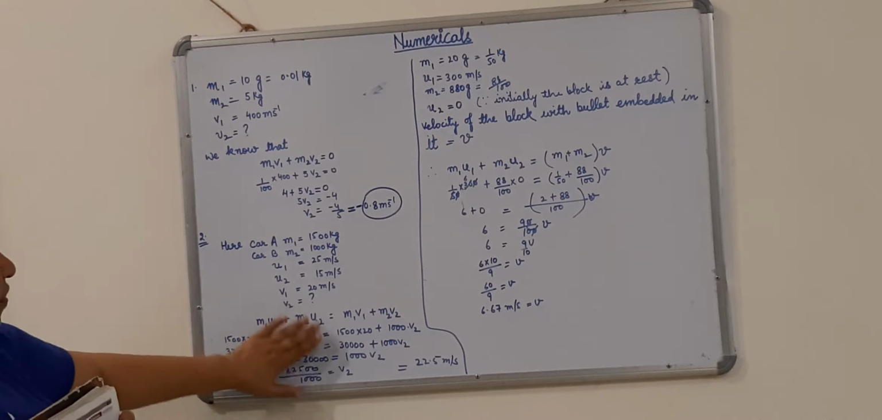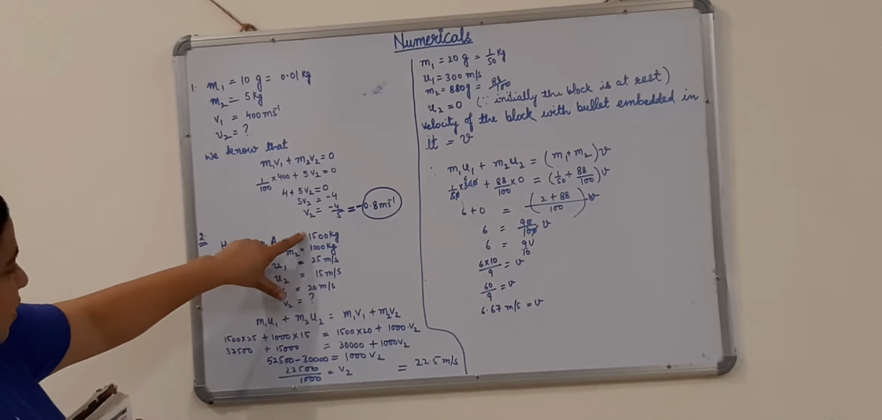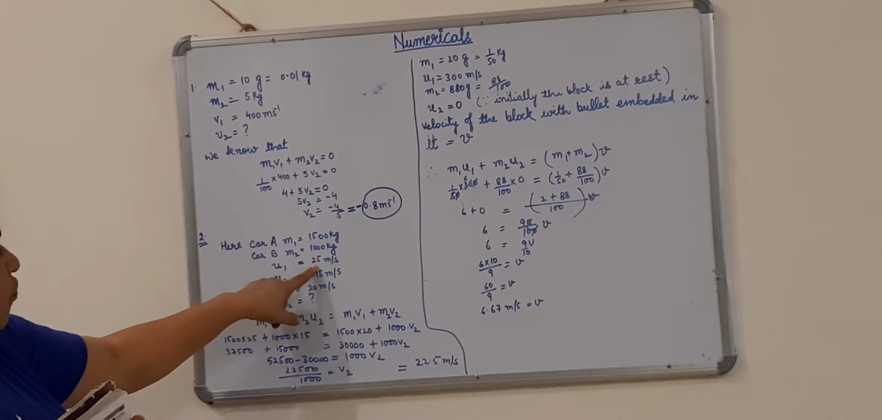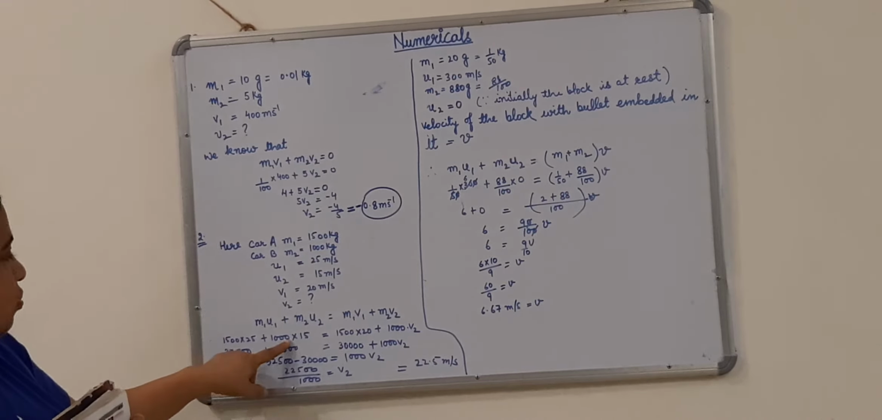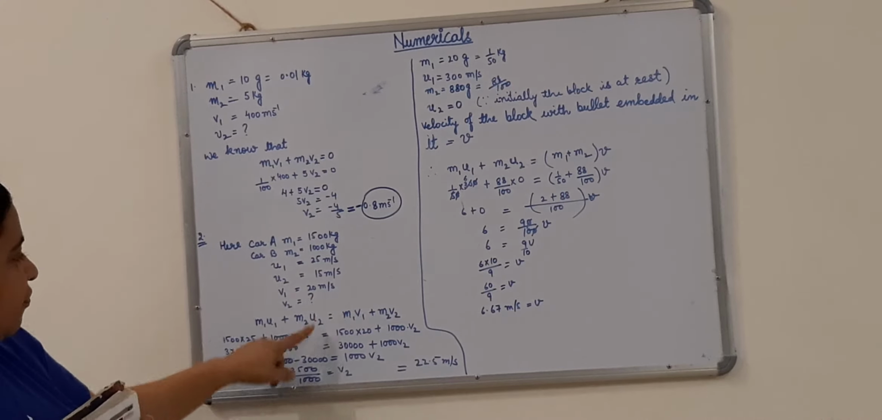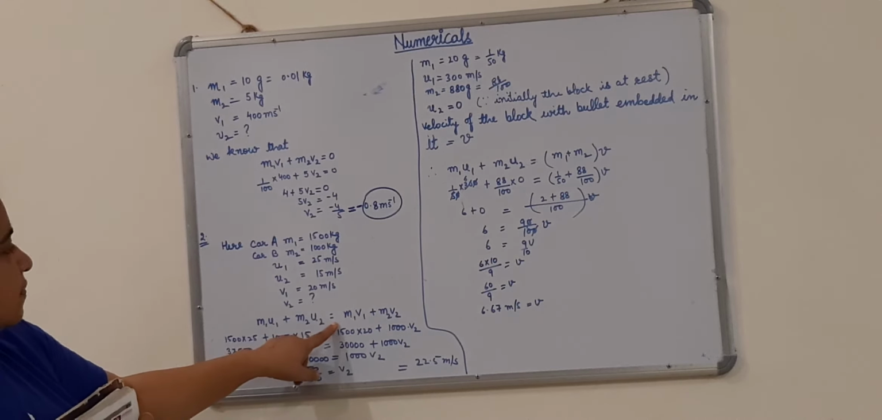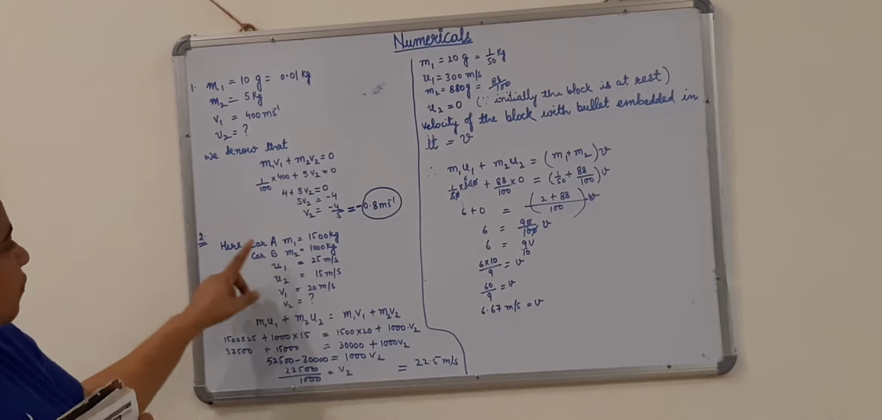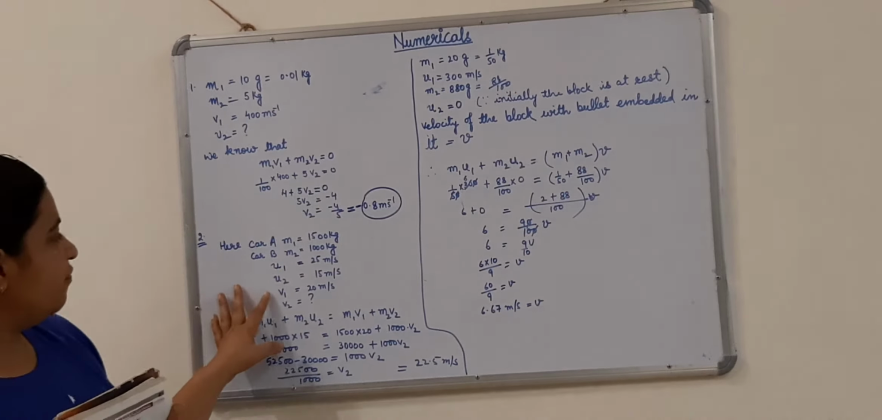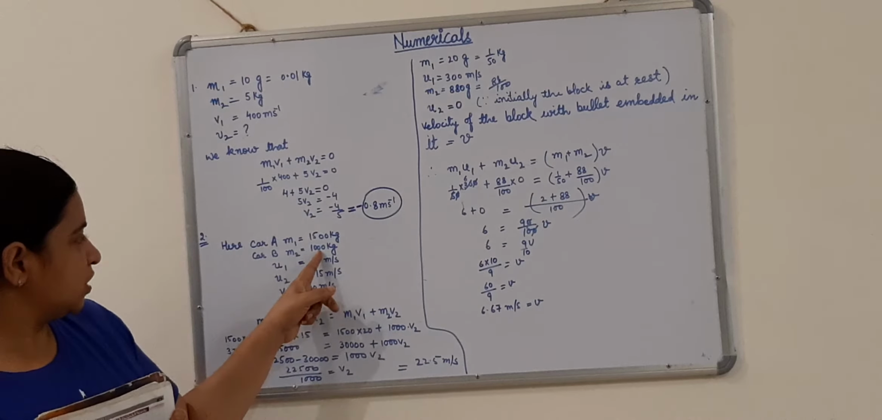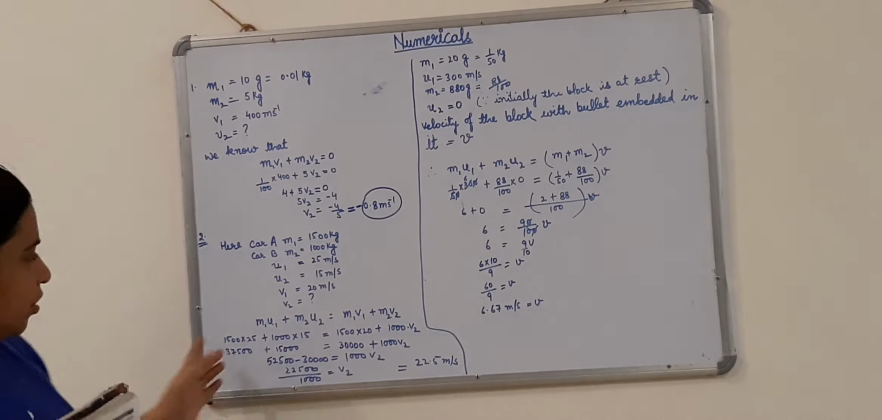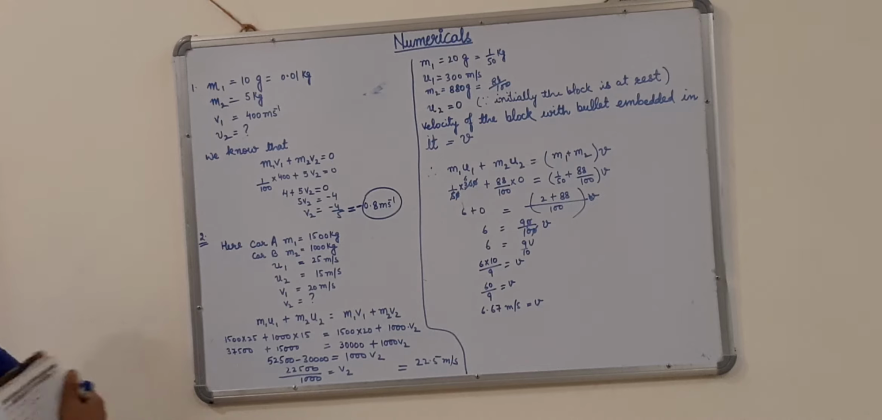So put the values of it here. m1 1500, u1 25, m2 1000, u2 15, m1 1500 kg, v1 20, m2 1000 and v2 we need to find out. Simply put the values and try to calculate.